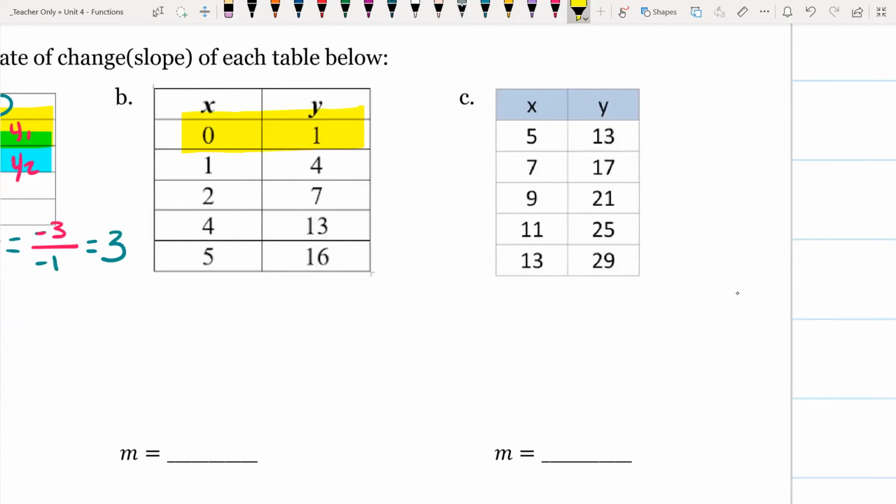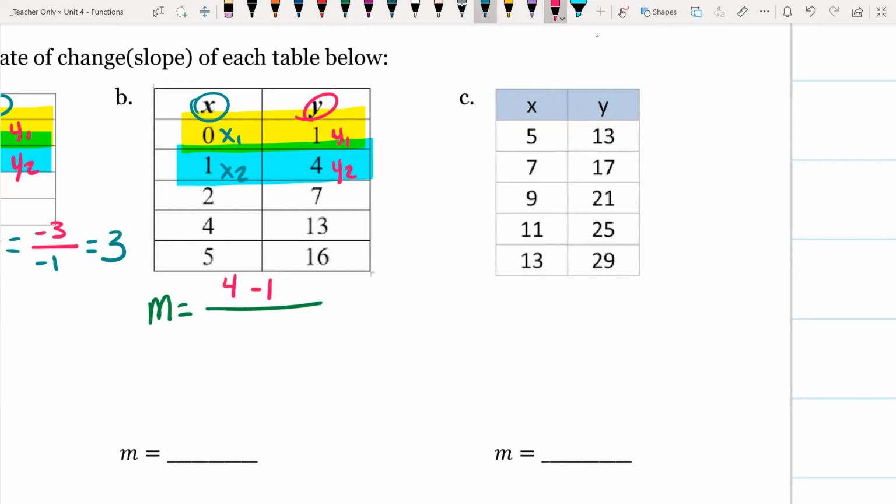Again, I just choose the first 2 ordered pairs because they're normally the smaller numbers. So this is y1, y2, x1, x2, again, because this says x and it says y. And our slope is y2 first. So 4 minus 1 and 1 minus 0.